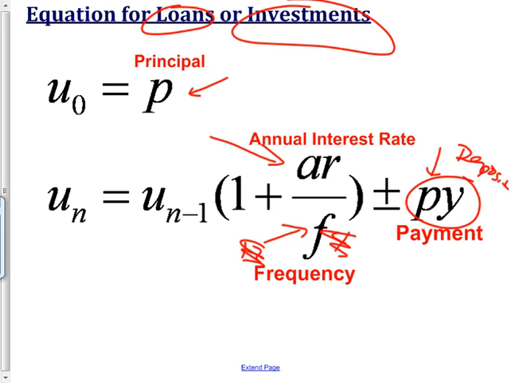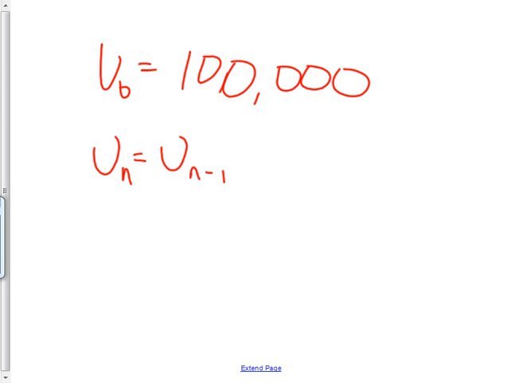Let me show you one. Here is my loan of $100,000. Write this one down, please. $100,000 loan, and U sub n equals U sub n minus 1, just like always. And remember how I always used to say 1 plus or 1 minus something? In this, they're always plus. That part, at least, is simpler.